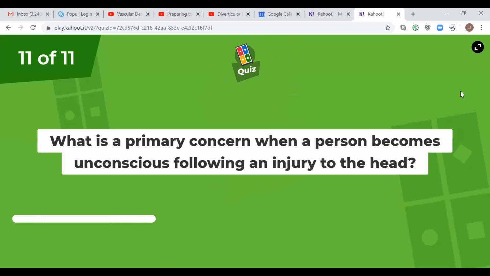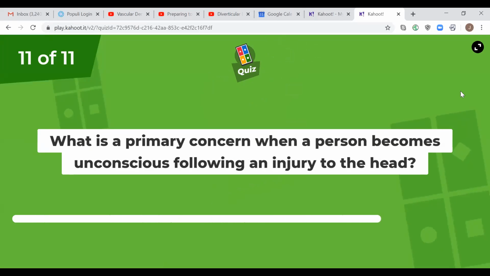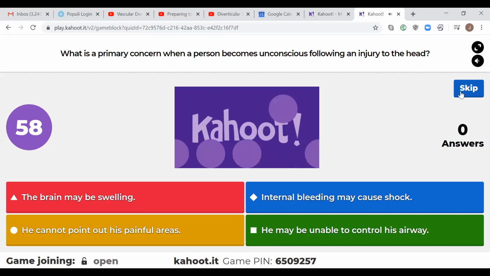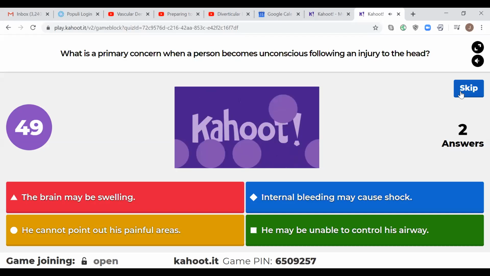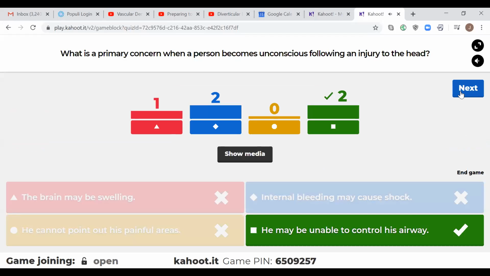Last one. What is a primary concern when a person becomes unconscious following an injury to the head? Okay, good. He may be unable to control his airway. So it comes down to airway management when it comes to head injuries, okay? Airway management when it comes to head injuries.